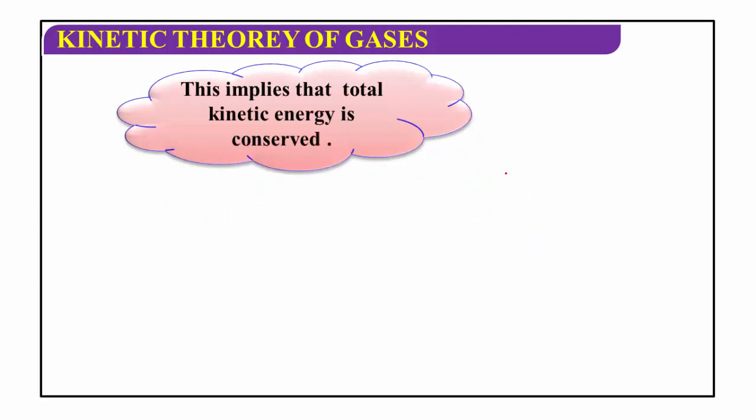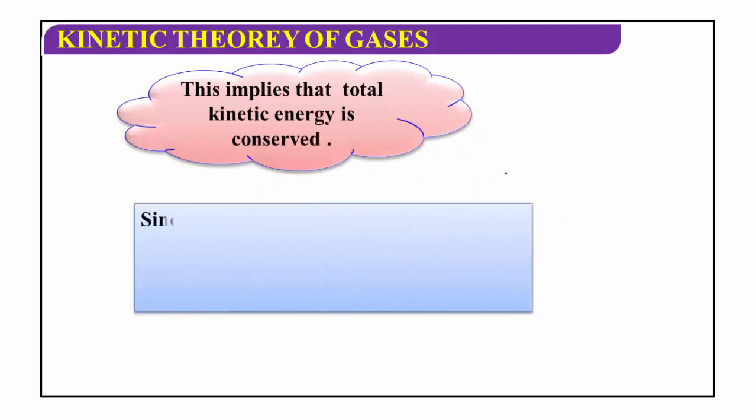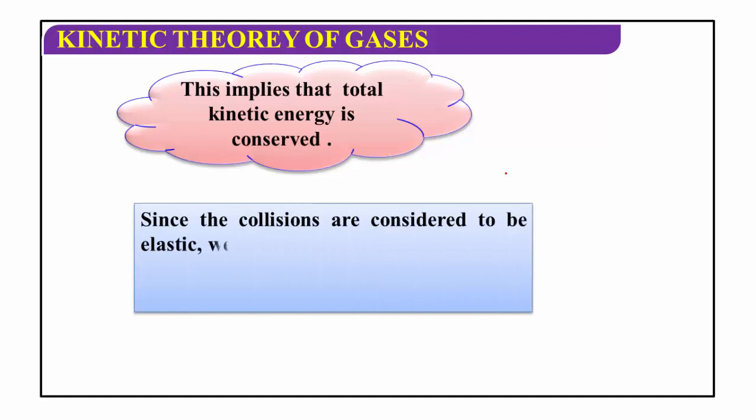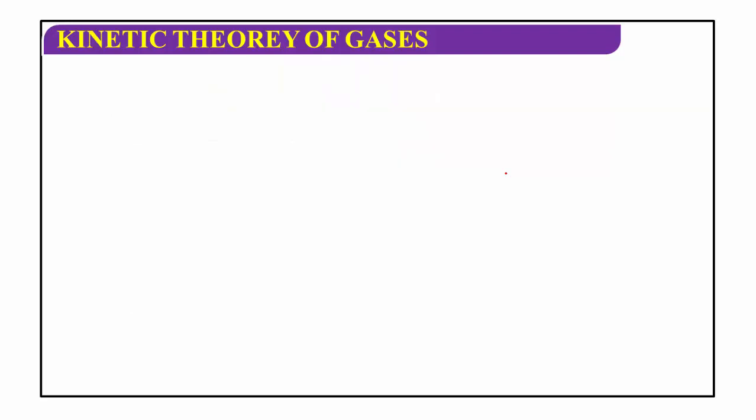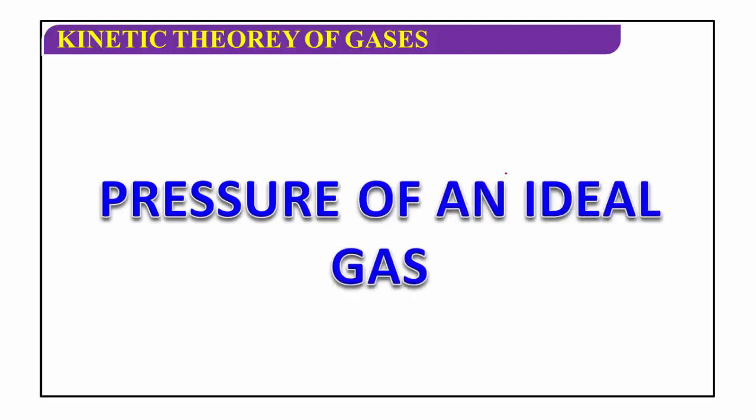This implies the total kinetic energy is conserved. Hence the collisions are considered to be elastic. There is no loss of kinetic energy during the collision. We can derive the expression for the pressure of a gas based on these assumptions of kinetic theory of gases. That is called the pressure of an ideal gas equation. I will discuss this concept in the next class.